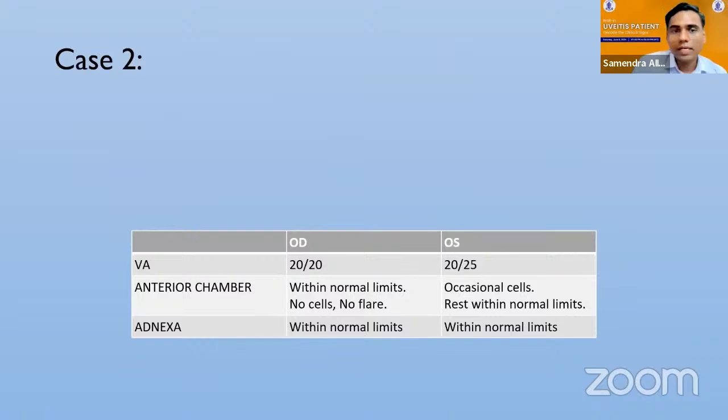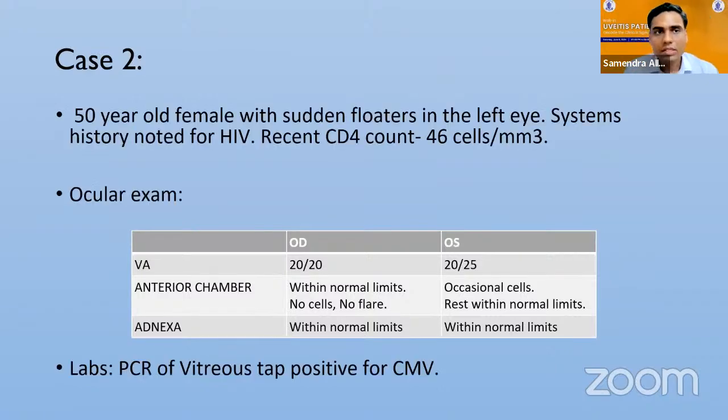Now, moving on to my second case, it was a 50-year-old female with sudden floaters in the left eye. Systemic history was noted for HIV. Recent CD4 count was 46. Ocular exam, vision was normal in the right eye. Left eye had 20/25 vision. Anterior chamber, right eye was normal. Left eye had occasional cells. Rest was okay. PCR vitreous tap came out to be positive for CMV.